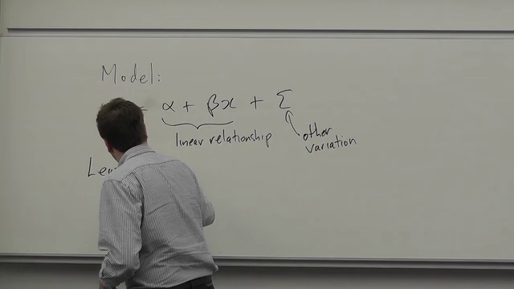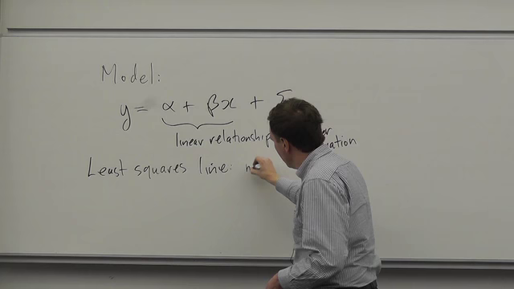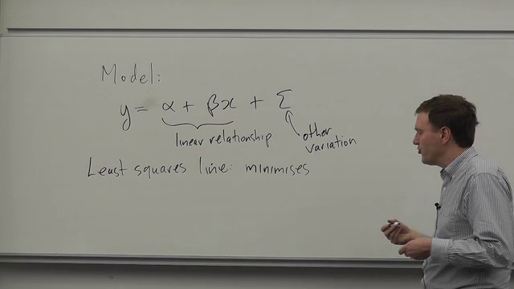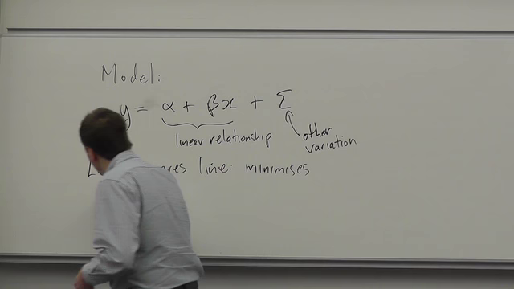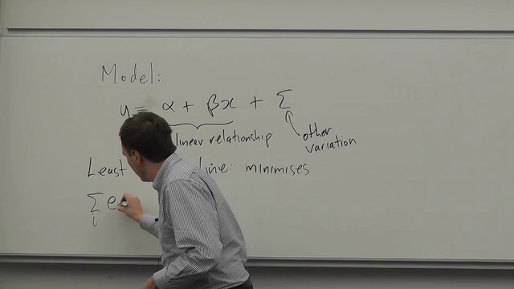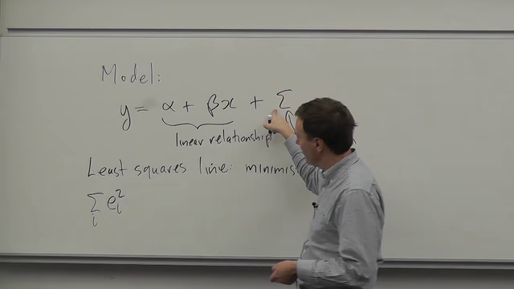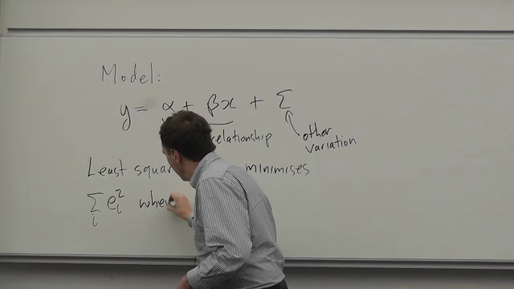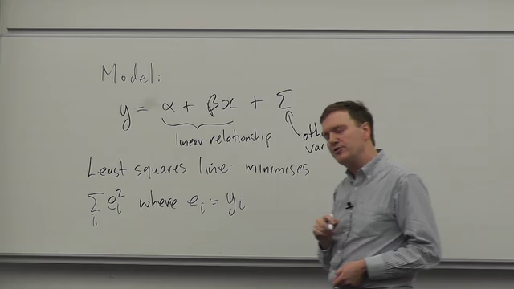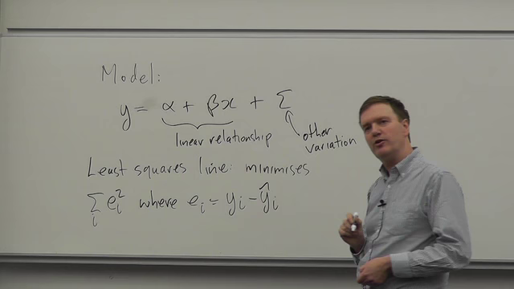The least squares line minimizes a particular quantity, which we'll look at both in terms of its formula and in terms of how it looks in the picture. It minimizes a sum of squares, a sum over all the observations that we've got of what are called the squares of the residuals. This is the letter e, not the letter epsilon up here, though there is a relationship between them, where the residual e_i is the difference between the actual observed value of the y variable and the prediction which we would make for that value if we were using the line.